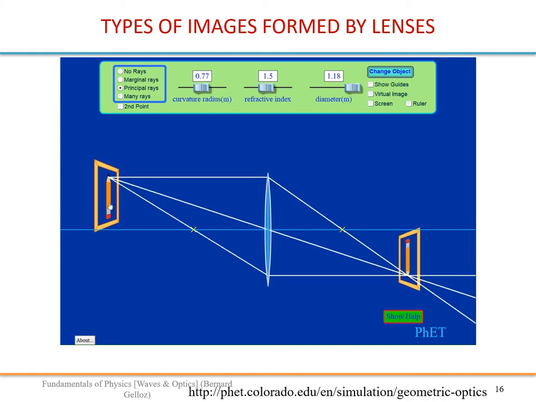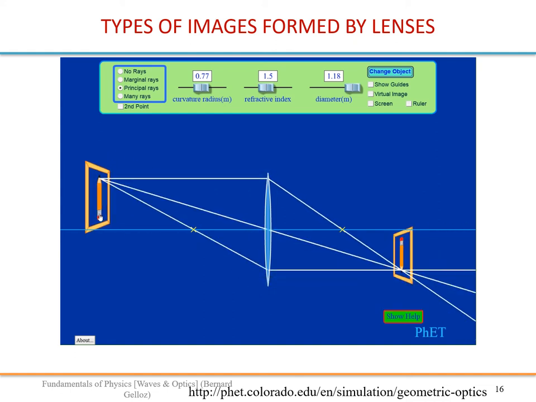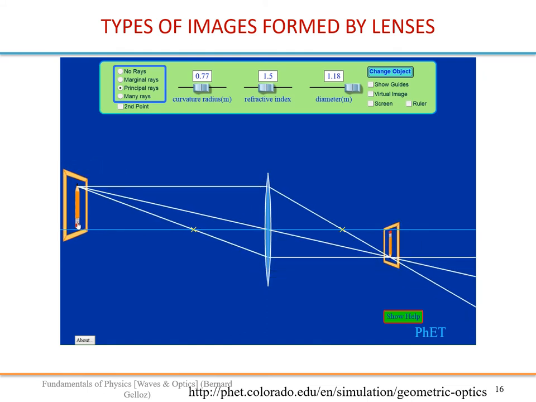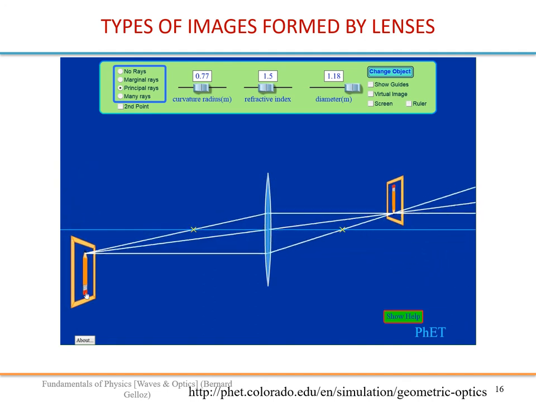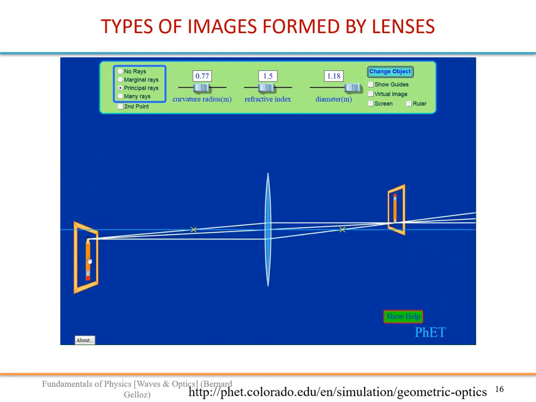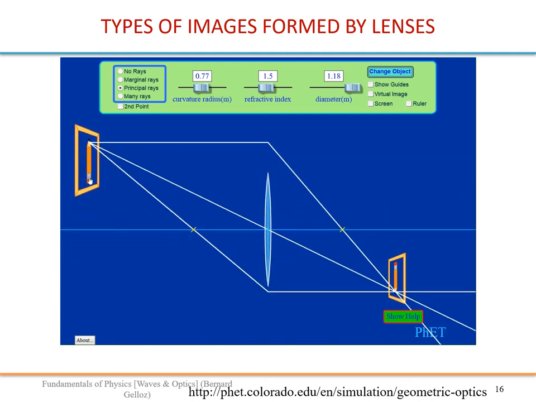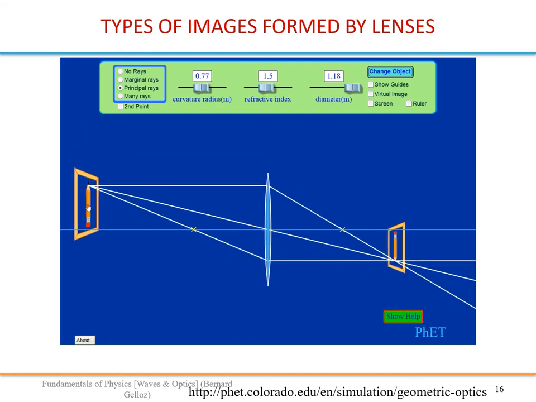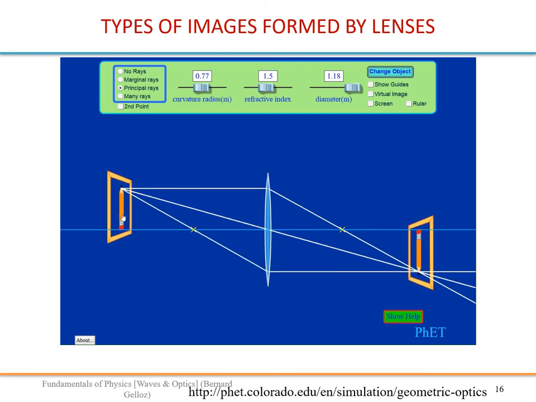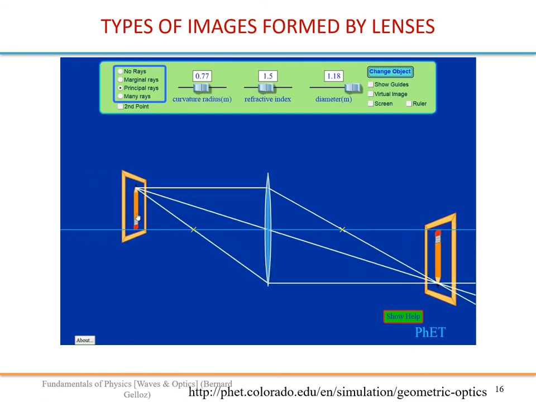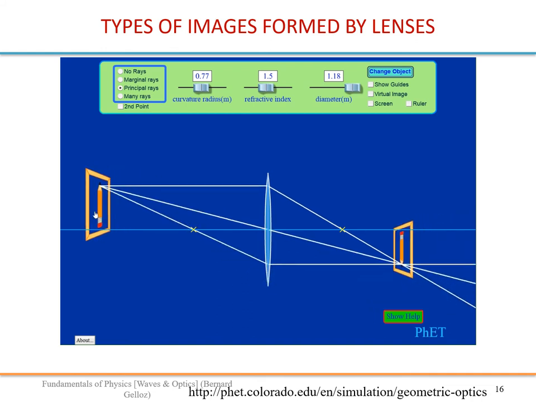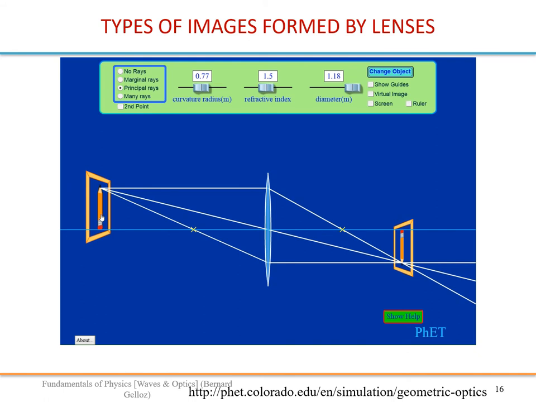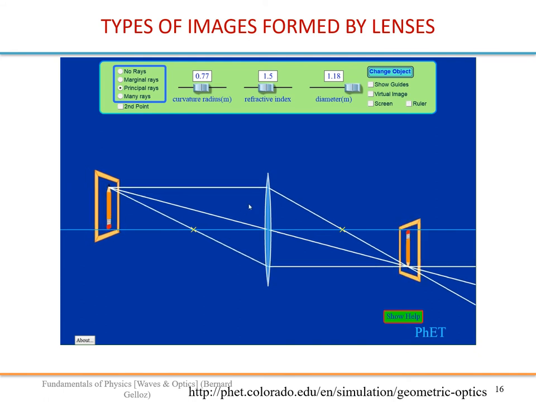Alright, so let's move this around and see what happens. Let's start a bit far away. First of all, you can see that if I go away from the central axis, you have an image that is also going away from the central axis. If we get closer to the lens, then our image is farther away and becomes bigger. It's inverted, always inverted. It's a real image because these rays are real.